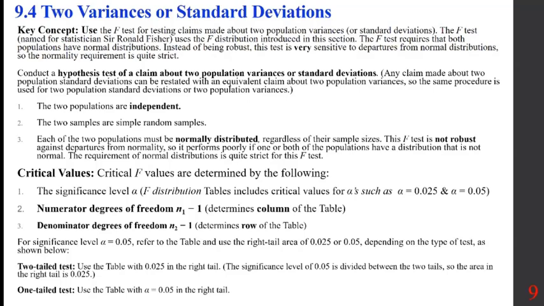For significance level alpha equals 0.05, refer to the table and use the right tail area of 0.025 or 0.05, depending on the type of the test, as shown below. For a two-tailed test, use the table with 0.025 in the right tail. The significance level of 0.05 is divided between the two tails, so the area in the right tail is 0.025. For a one-tailed test, use the table with alpha equals 0.05 in the right tail.